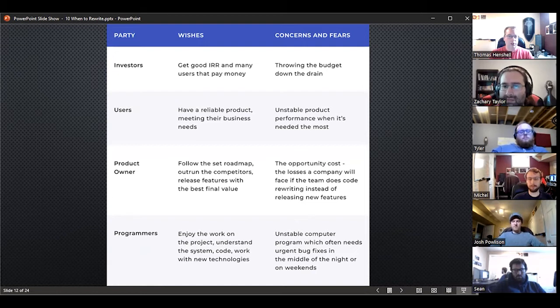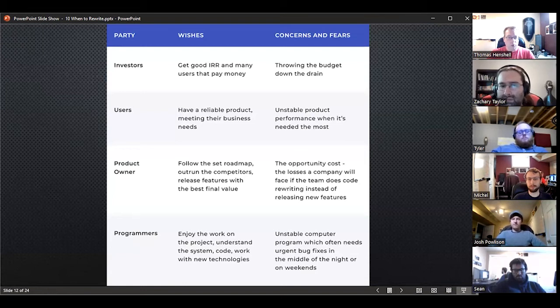So what are the concerns and fears? The opportunity cost. So we spend time rewriting instead of releasing new features, right? So that's a huge concern of mine. I have a list of features that we need to deliver. And any time we spend rewriting is not making that list go smaller. It's just keeping the parity of what we already have. That would be a concern of our users as well, because in a sense, the users, the players are kind of product owners.